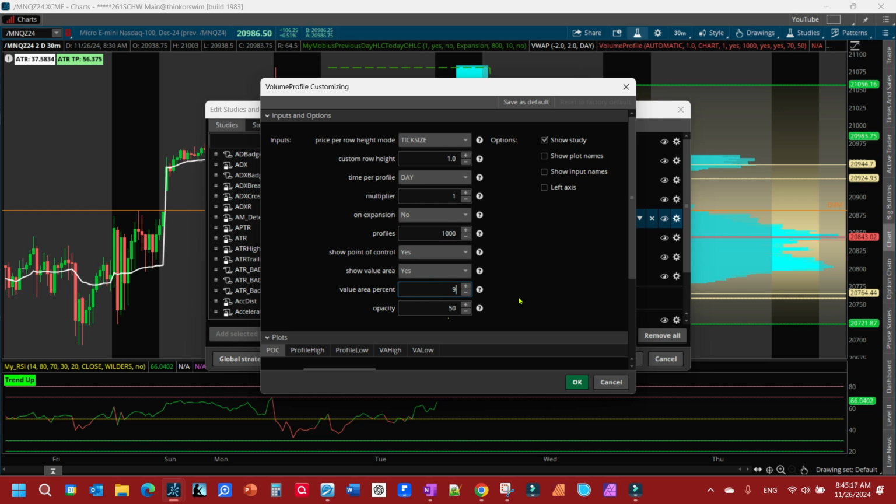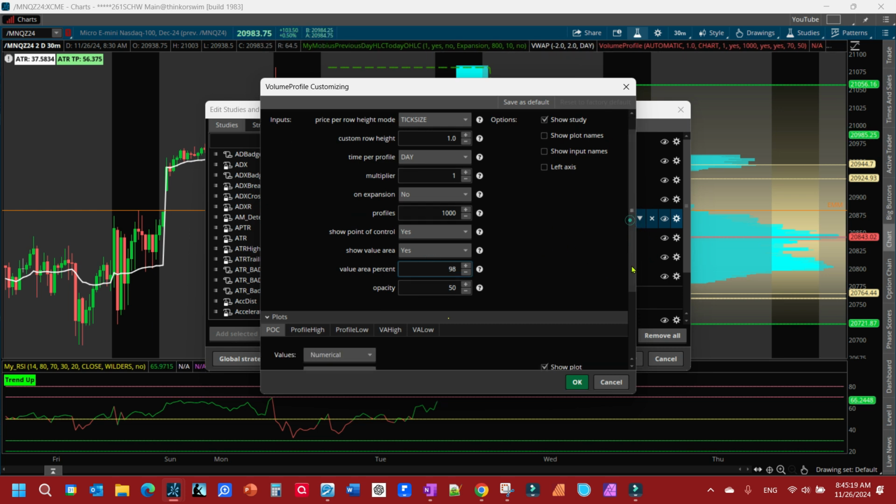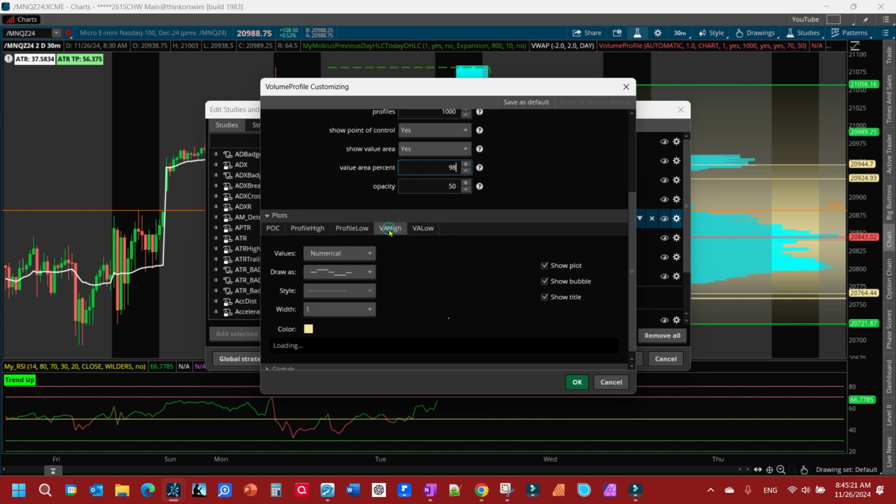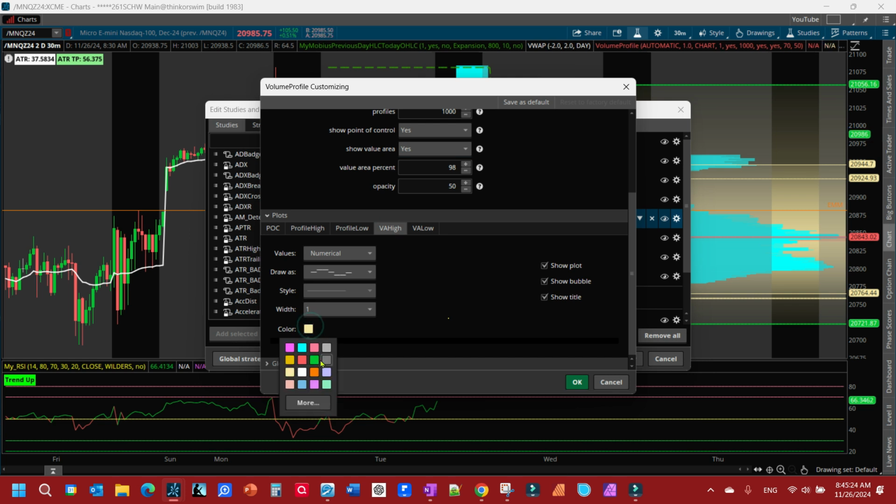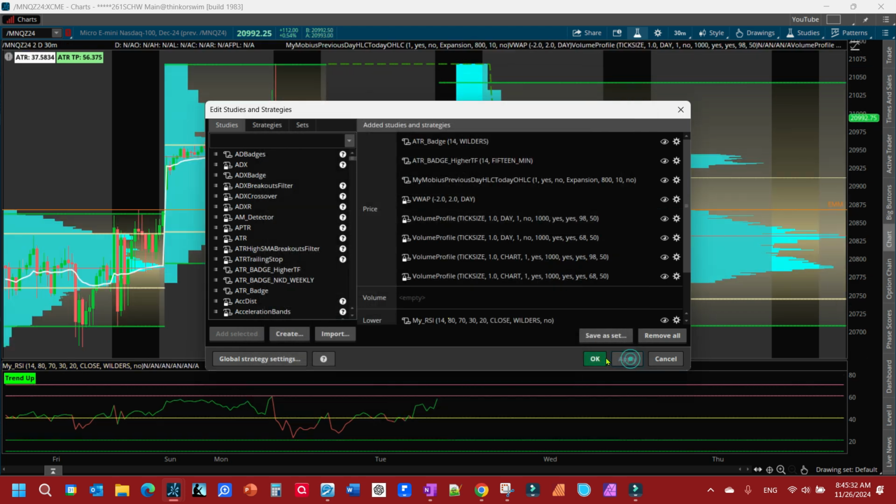And we're going to put this at the extreme, 98. Again, you can use 95 if you want. I prefer the super extremes. And we're going to change this color to green, change it to 2, change this color to green, change it to 2. And we're going to apply.